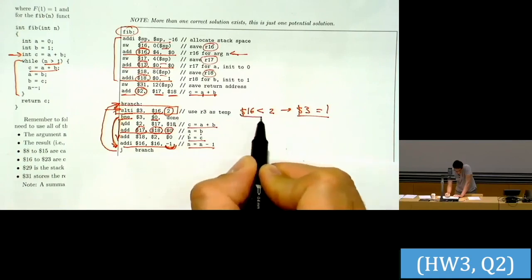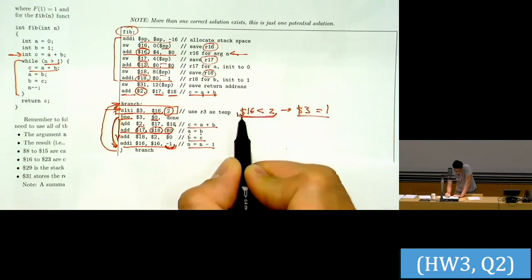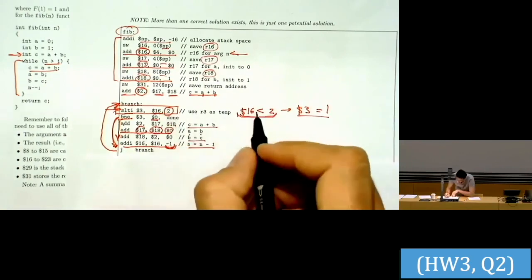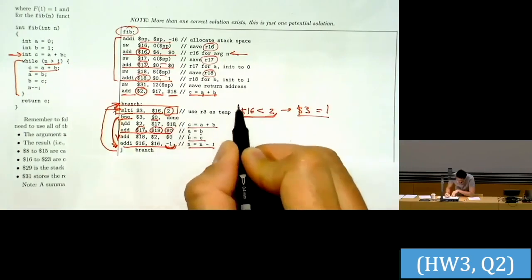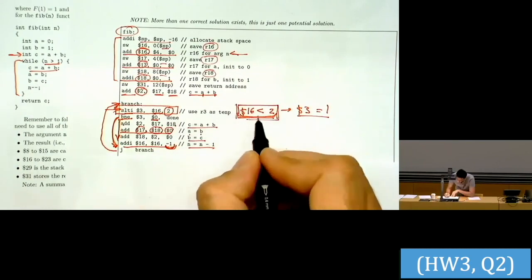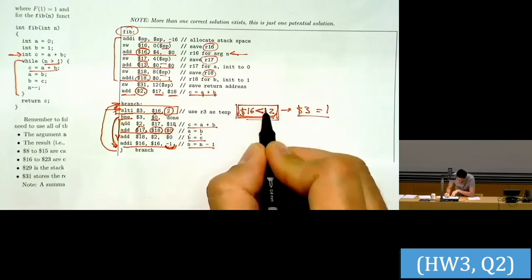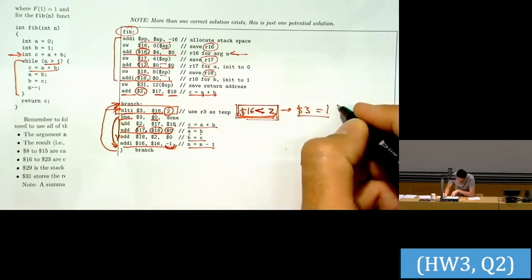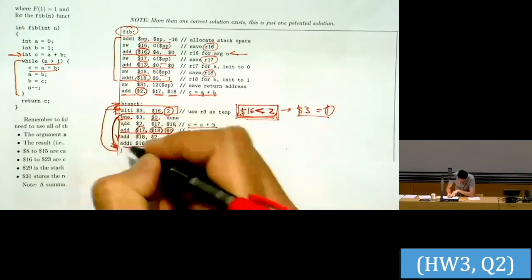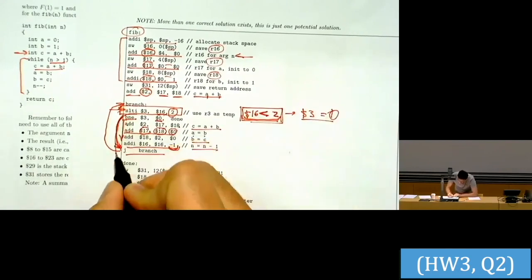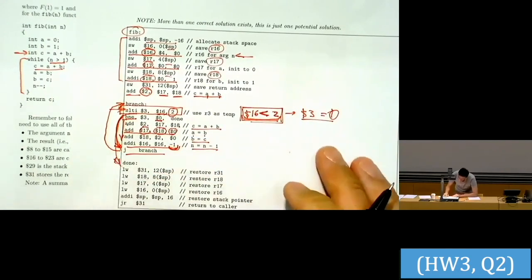When register 16, which contains N, is lower than 2, then this will be 0, and then here we will take the branch and we will go down here, and we will finish the loop.